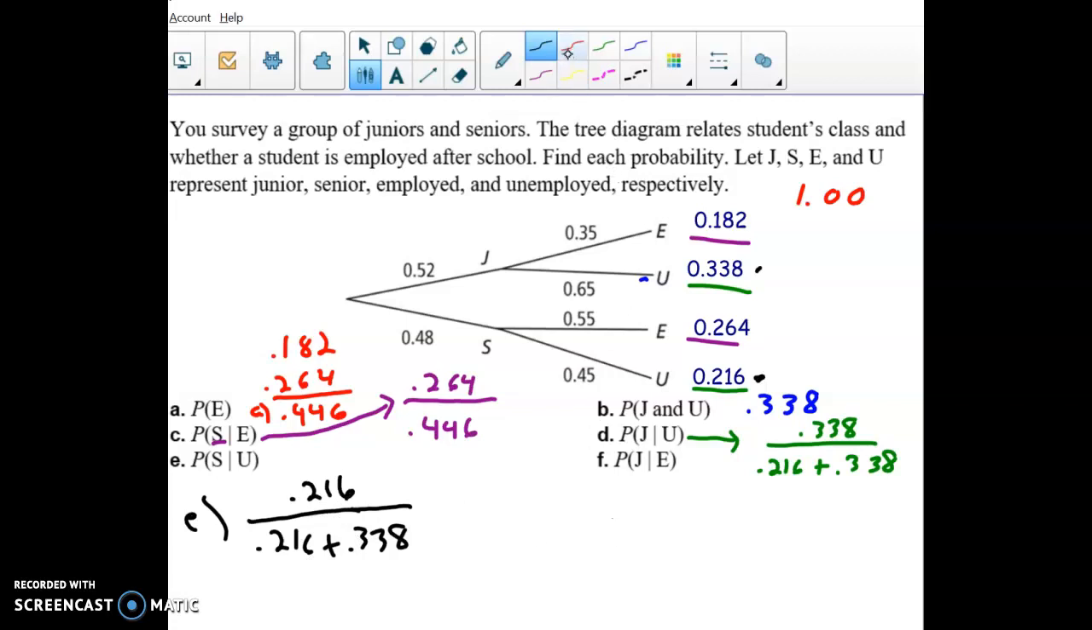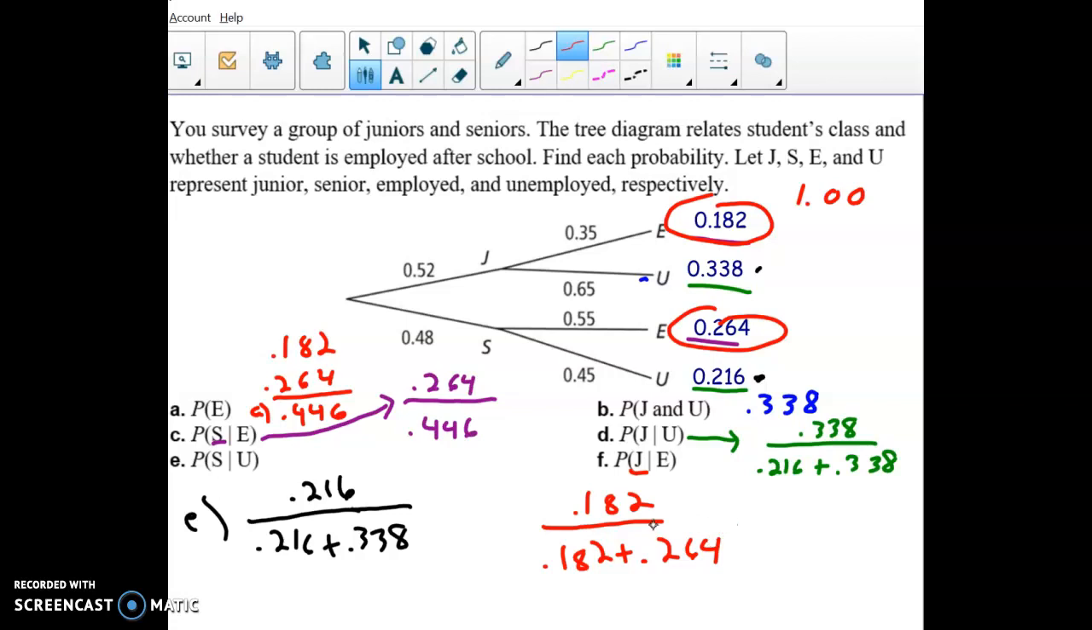Okay, last question for us here is junior given that you're employed. The bottom of this is going to be our employed dots. So I'm going to circle those. Those are the two E's. So find those two E's, and then out of those two E's, which ones are also juniors? That would be the top dot. Okay, and again, you could clean this up if you want, but just to make it simple, I'm going to leave it in that form.